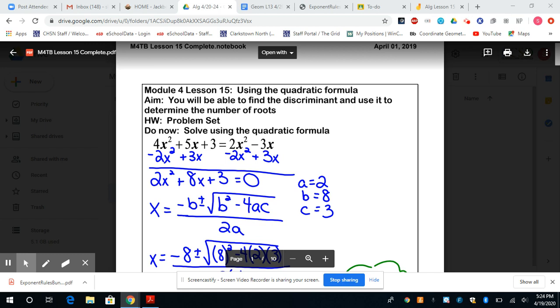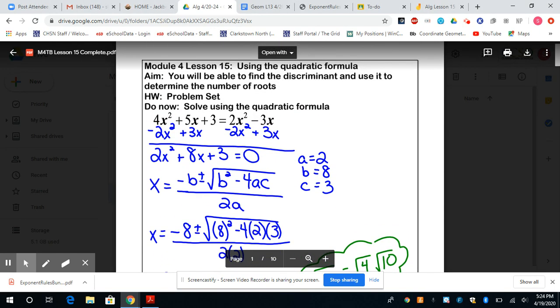Lesson 15 of Module 4 is using the quadratic formula to find the discriminant and use it to determine the number of roots. So just background, number of roots. Remember, roots is another word for the solutions of the quadratic. The x-intercepts, right? It's where that U or that N shape crosses the x-axis. So the discriminant is a new vocabulary word, which you should probably take notes on, which we're going to talk about in a second.